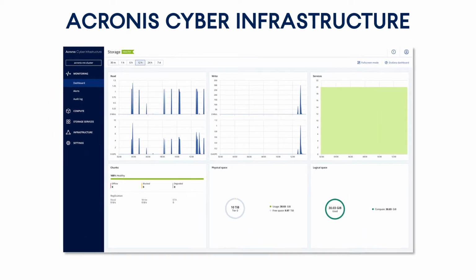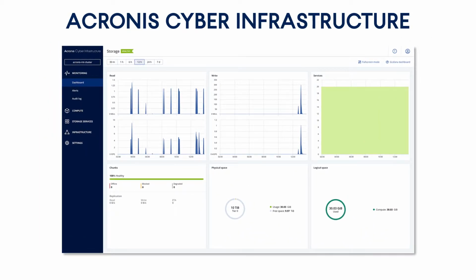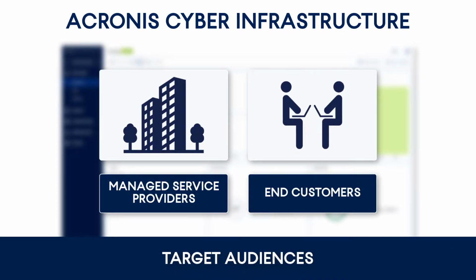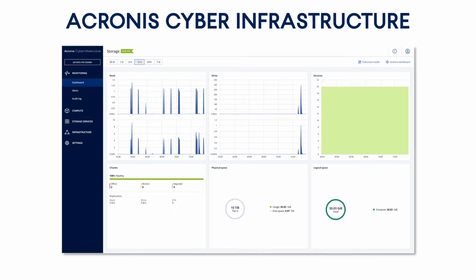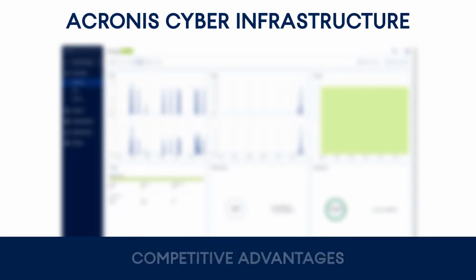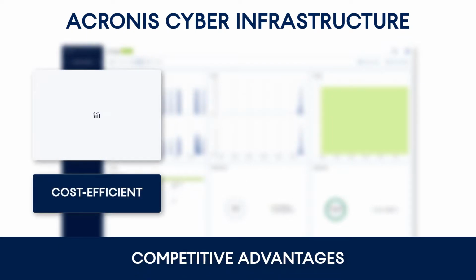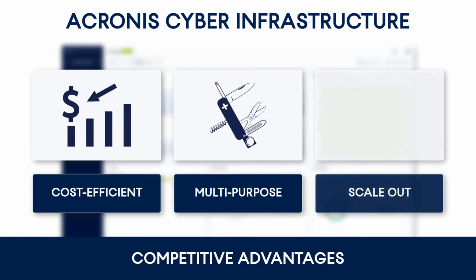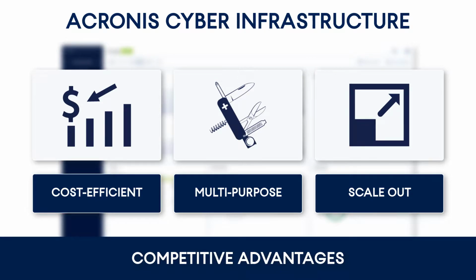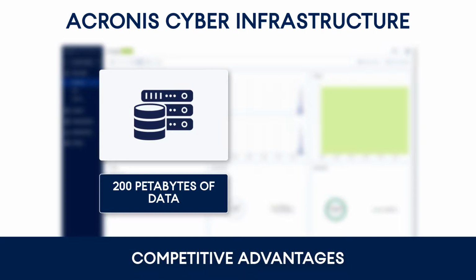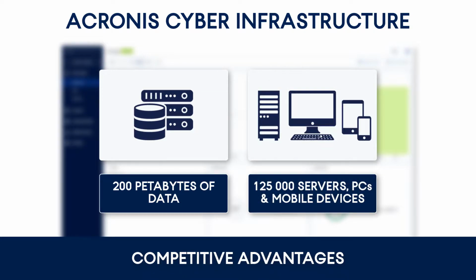As you remember, Acronis Cyber Infrastructure represents a new generation of the so-called Hyper-Converged Infrastructure, targeted at both managed service providers and end customers. It aims to be the ideal infrastructure for storing and running cyber protection workloads that combines universal storage services and high-performance virtualization. It is a cost-efficient, multi-purpose solution that enables the scaling out or scaling up of your infrastructure as your business grows. Deployed at Acronis data centers worldwide, Acronis Cyber Infrastructure stores nearly 200 petabytes of data that's being backed up from more than 125,000 servers, PCs, and mobile devices.